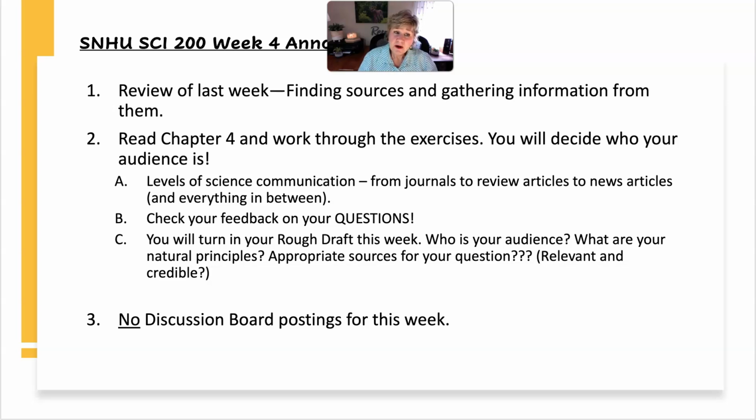The first part of chapter 4 is all about the levels of scientific communication. And the first level is primary research that is published in very specialized scientific journals. So a journal is basically a magazine. Now, of course, you know, they used to be paper and now they're all online. But they are very specialized.